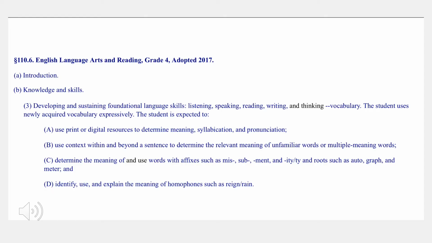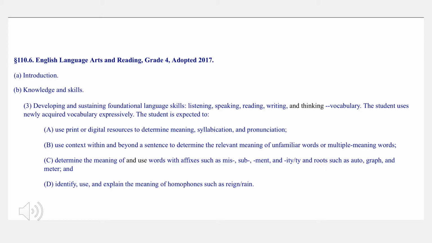Alrighty teachers, so now that we've understood the 3 main components of how to unpack a TEK, we are going to go together over an example of a 4th grade English Language Arts and Reading TEKS. So in front of you, you have a folder with an example that says on the top, English Language Arts and Reading, grade 4, adopted 2017.